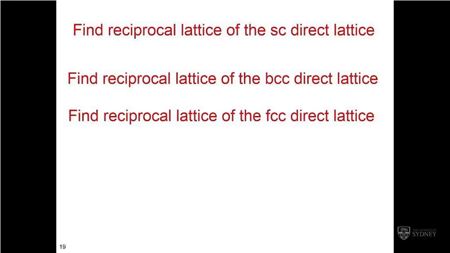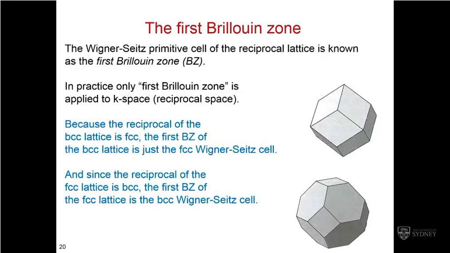Okay, so now we're going to introduce the concept of the Brillouin zone. So what is the Brillouin zone? Remember how when we were dealing in real space, we defined the Wigner-Seitz cell? And so the first Brillouin zone is just like the Wigner-Seitz cell in real space, except it's in reciprocal space. Okay? So the Wigner-Seitz primitive cell, if you have here the BCC, the first Brillouin zone is just that of the FCC Wigner-Seitz cell.